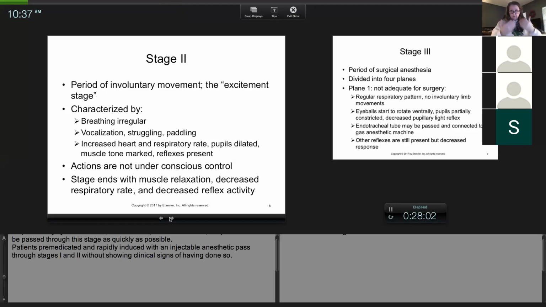They still have reflexes in stage 2. So they should still be swallowing. They should still have jaw tone. They should be blinking, but they're leaving consciousness. Now, there's a big thing, I should underline this and make this bold. Actions in this stage are not under conscious control. A dog that is in true stage 2, I've seen them, be very careful.